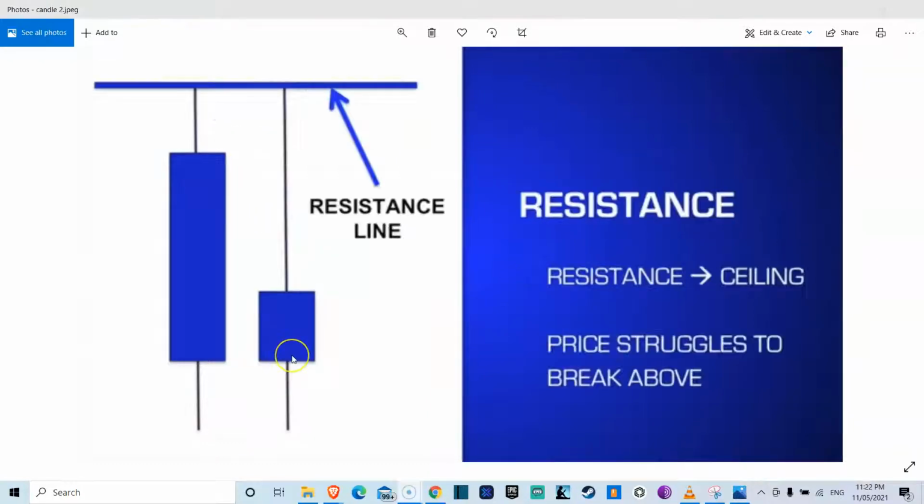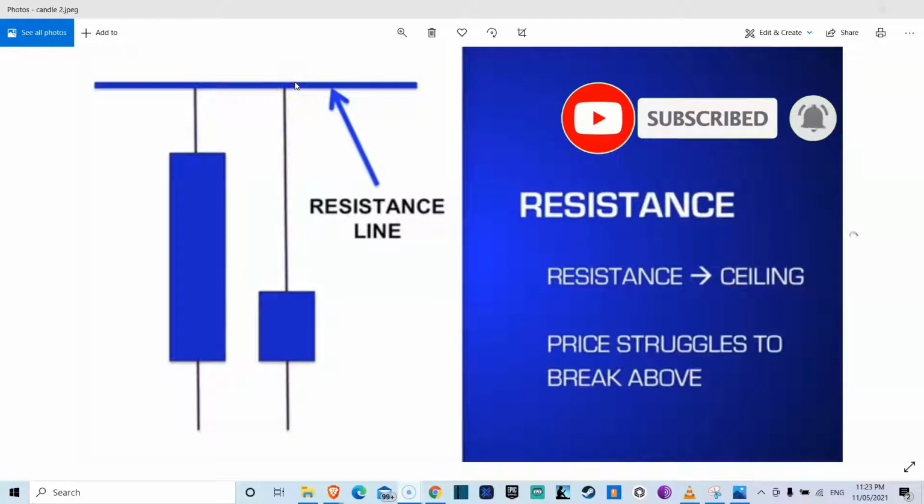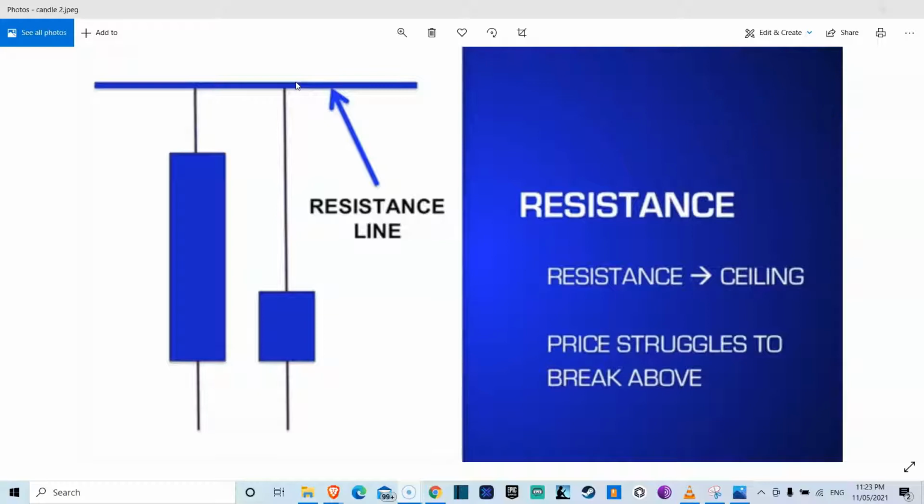So the next thing we're going to talk about is resistance. Let's take a look at these two candlesticks in this picture here. You can see how both candlesticks, even though they have different sized bodies, both their wicks went all the way up and touched this line but did not cross it. So resistance is exactly as the name implies. It just resists passage of price action. In this case, you're seeing that the wicks were stopped by that line, and price continues to struggle to break above that line.